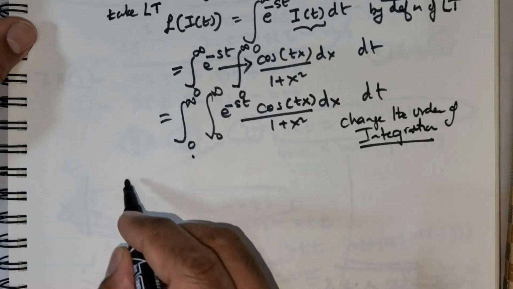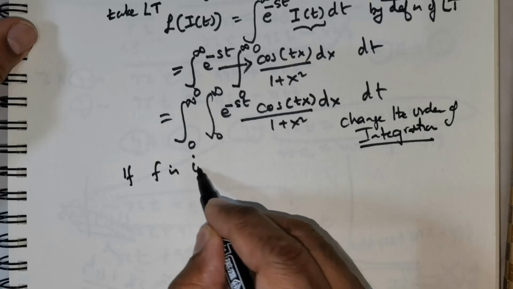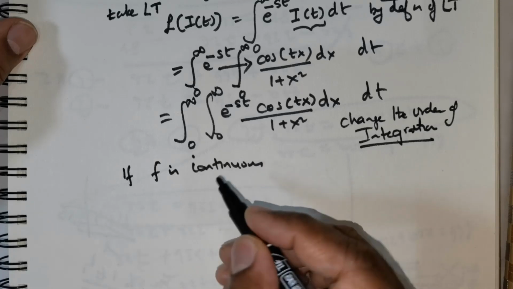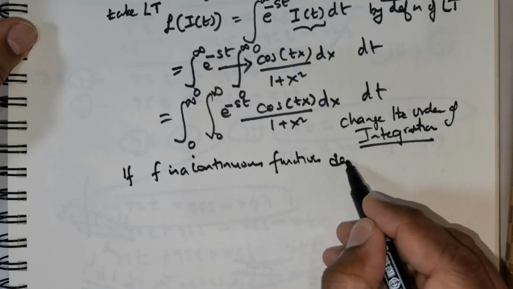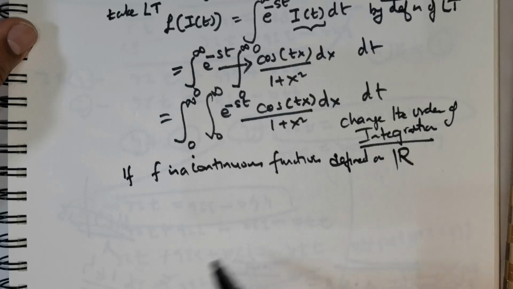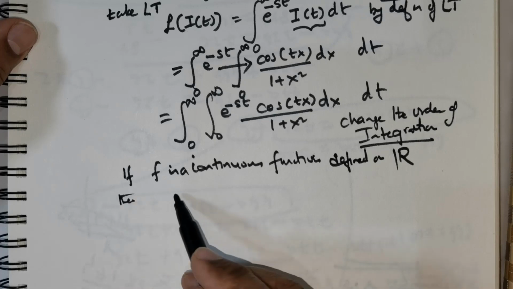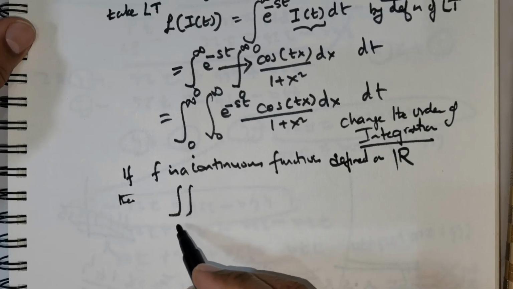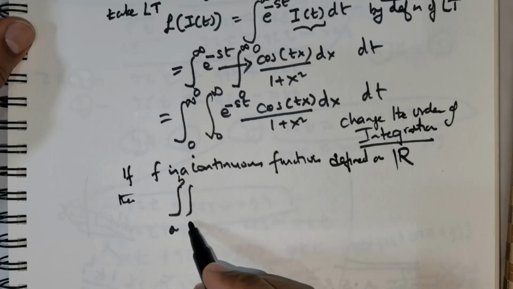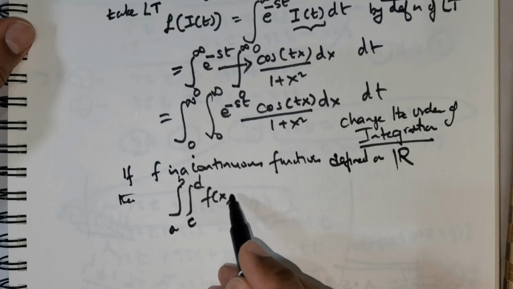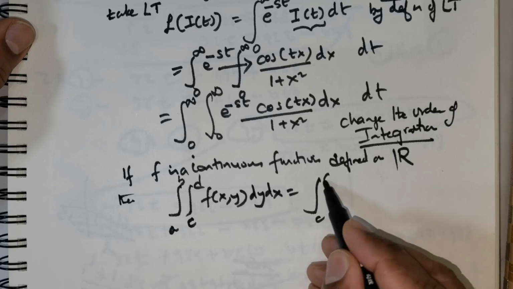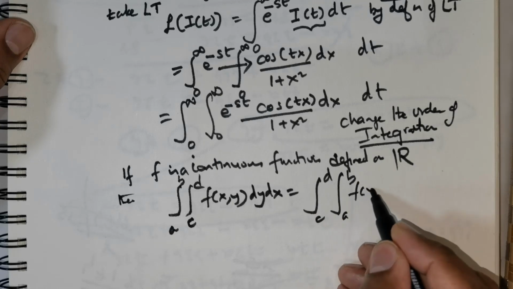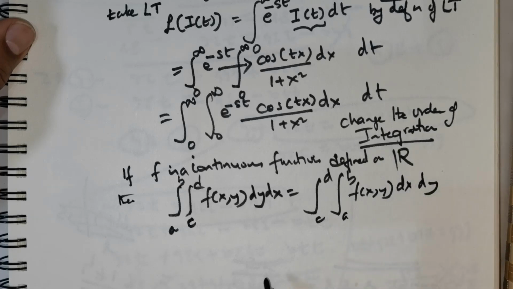Now what is the theorem? The theorem is as follows. If f is a continuous function defined on R, then if we were given an integral of this fashion, integral a to b followed by integral c to d of f of x comma y dy dx, it can be rewritten as integral c to d followed by integral a to b of f of x comma y dx times dy. So you can clearly see the order of integration is changed.